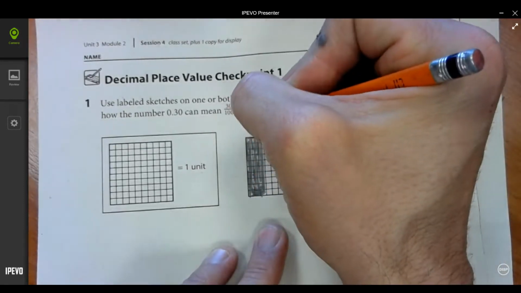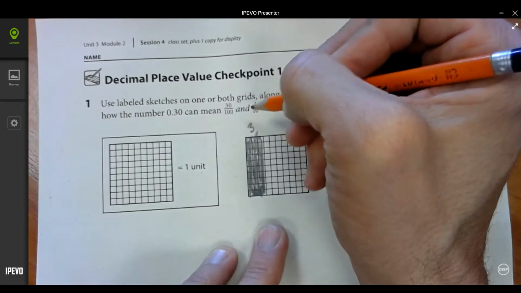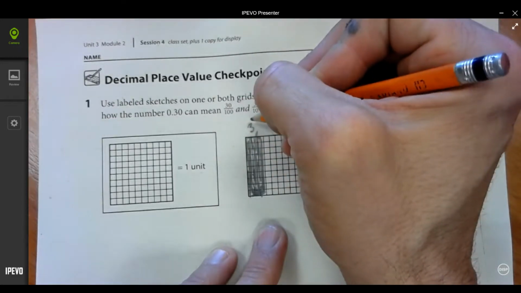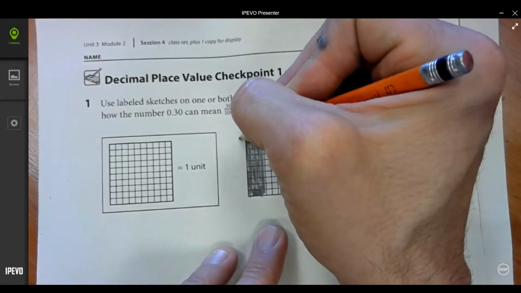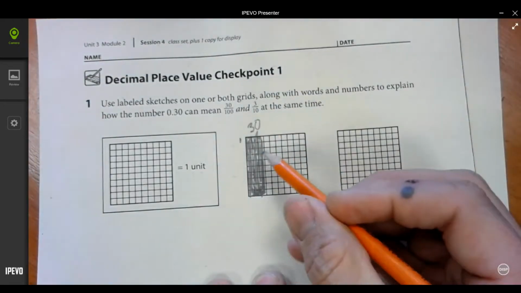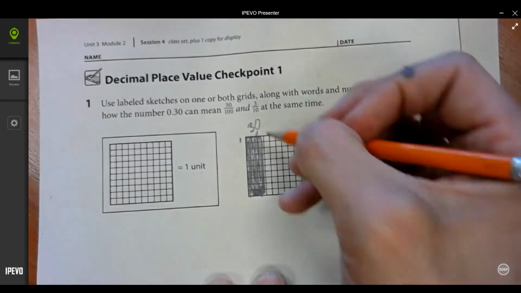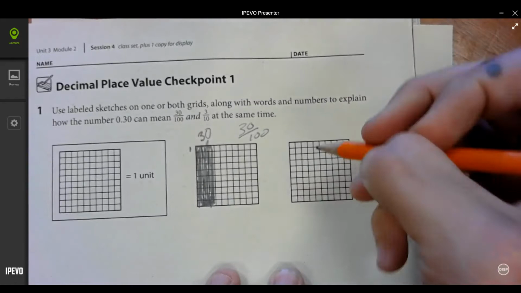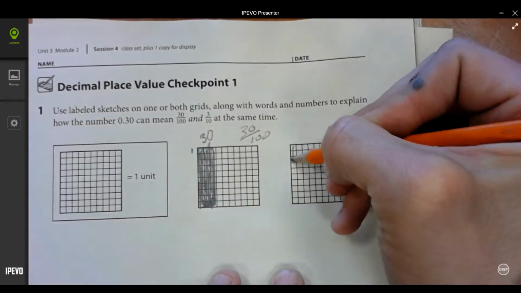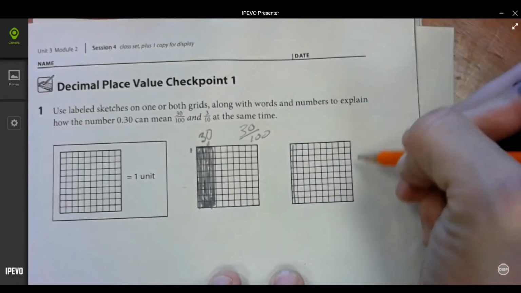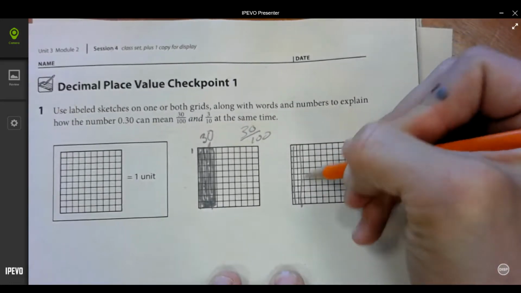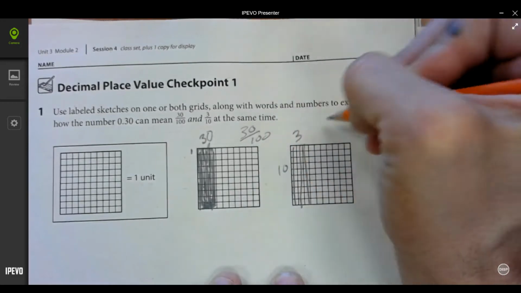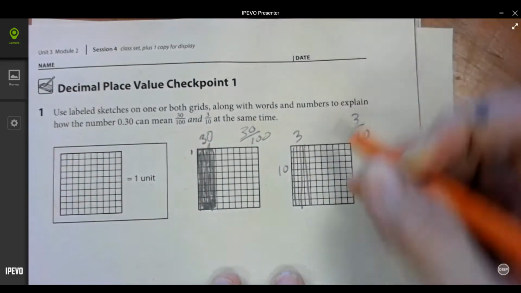That would be 3 groups of, through 30 groups of 1, which would be, this is 30 and the whole thing is 100. And over here I can also look at one of these as 1/10 of the whole thing. So again, if I look at that same thing, I have 3 groups of tenths, so that would be 3 over 10.